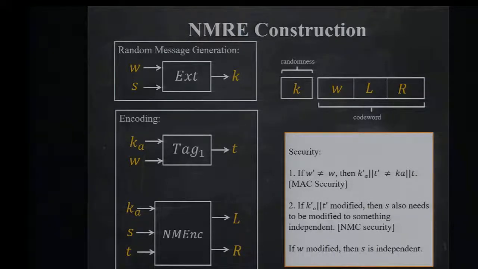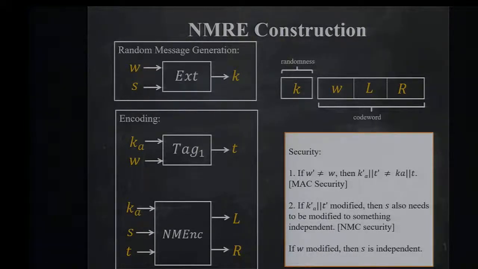So this is the high level security. I'm not going to go into details, but essentially it involves understanding exactly what securities your extractors give you and leveraging those while combining it with other notions like MACs and tags, NMCs and so on. Okay, so what I've shown you is a 3-state non-malleable randomness encoder.